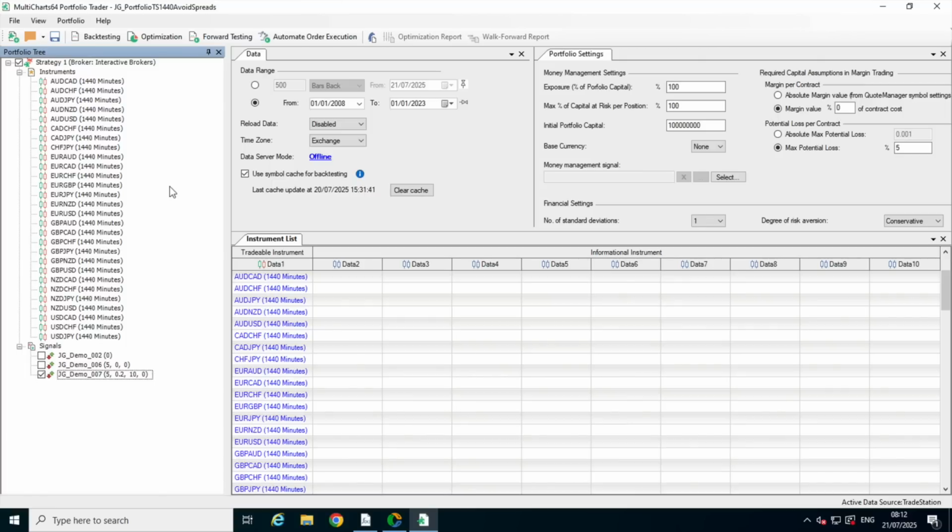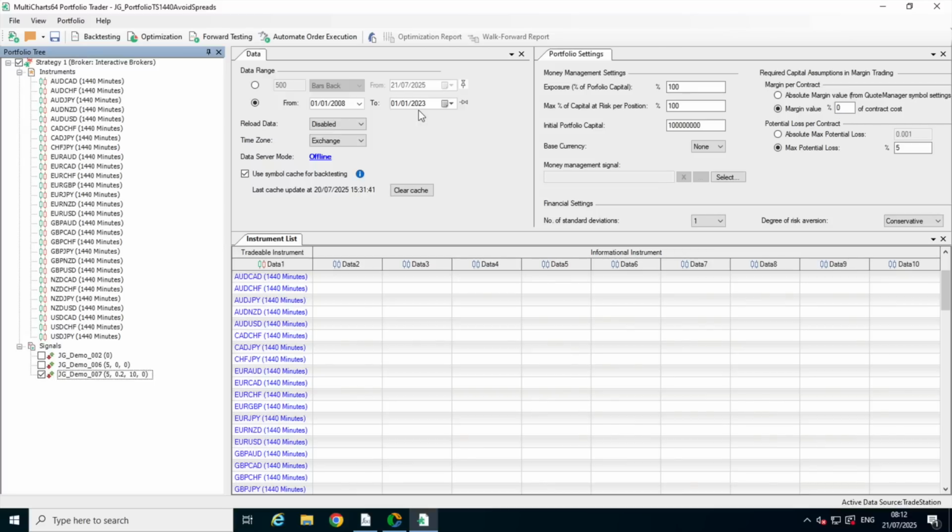But for those of you who are interested in the development process, which I'm sure most of you are, then let's go and shortlist some of these 28 Forex pairs. Now we're in Multichart's Portfolio Trader. You can see on the left-hand side here the 28 Forex pairs which we're going to be testing. You can see we've got a date range from 1st of January 2008 through to the 1st of January 2023.